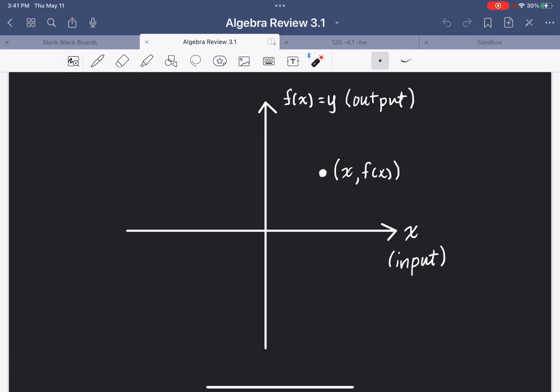Another thing that's important to know is that when we write an ordered pair in function notation, we will write it x input, f of x output, instead of x, y. We'll start to use this notation, x, f of x, input, output.